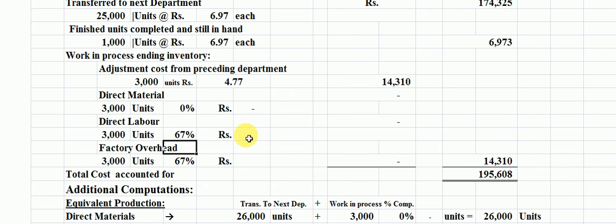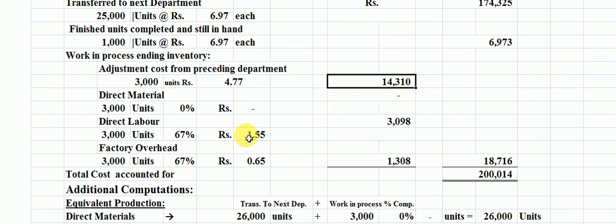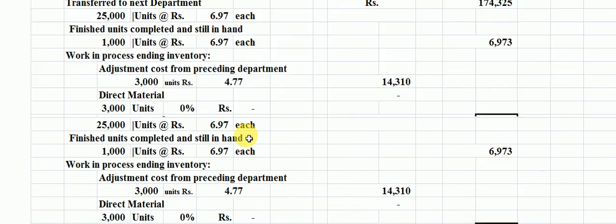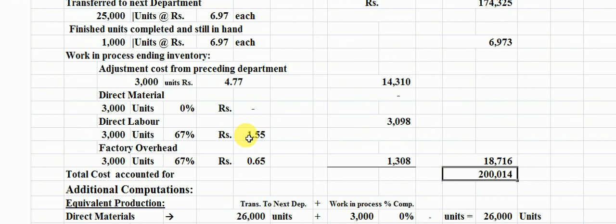Now students, K52 and K53 here. Now students, we are looking at all the costs which we have found out here, as an estimate of adjustment cost of the specific department, labor cost and factory overhead, which are still in process units here. Now the sum is 18,760 rupees. Now student, we have to add up three values here, this, this and this. The final value is 2,14,000.